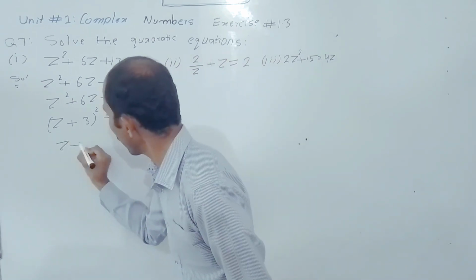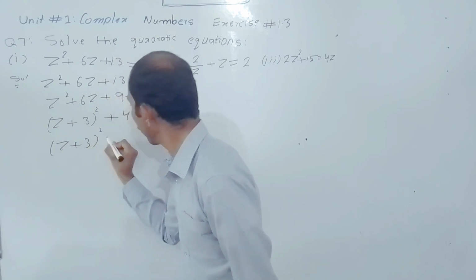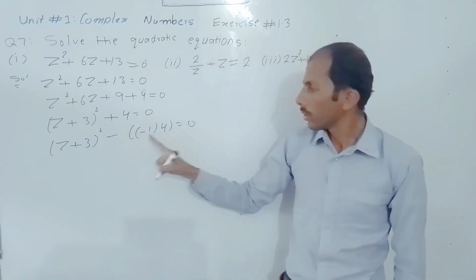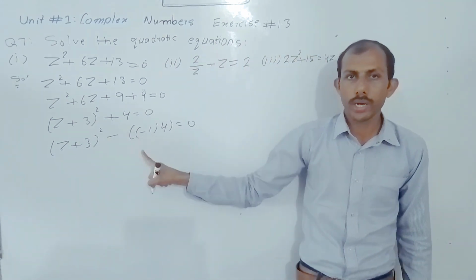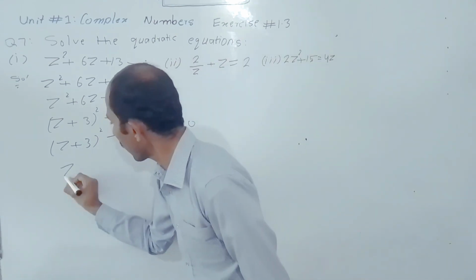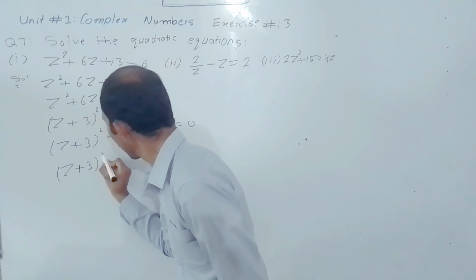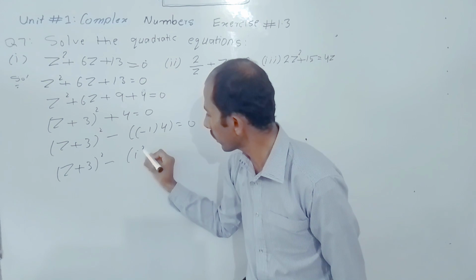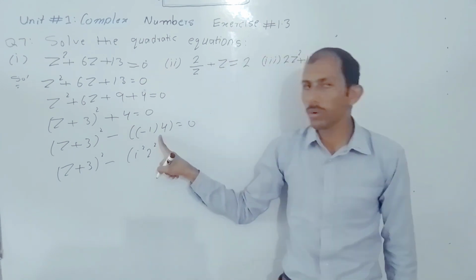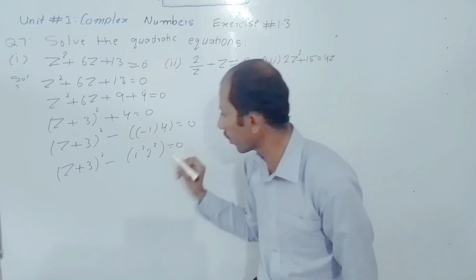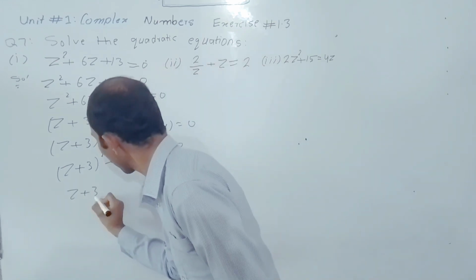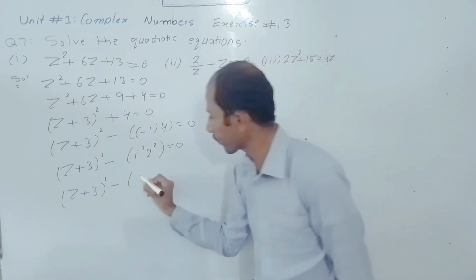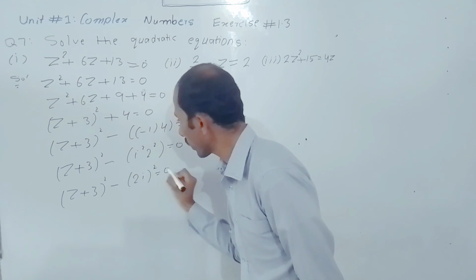So (z plus 3) whole square minus into minus 1 into 4 equal to 0. So multiply minus into minus, plus. So (z plus 3) whole square, minus into minus 1 is equal to iota square. So iota square into 2 square is equal to 4, equal to 0. So (z plus 3) whole square minus (2 iota) whole square, which is equal to 0.